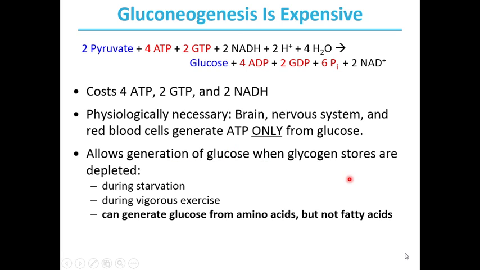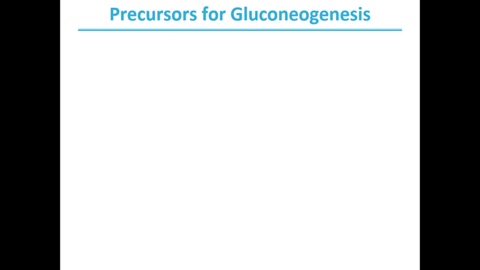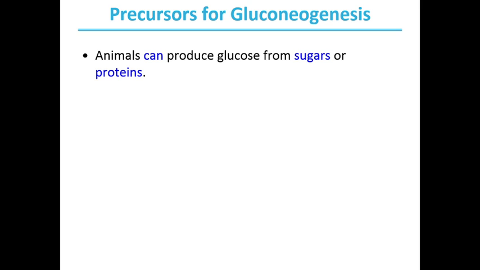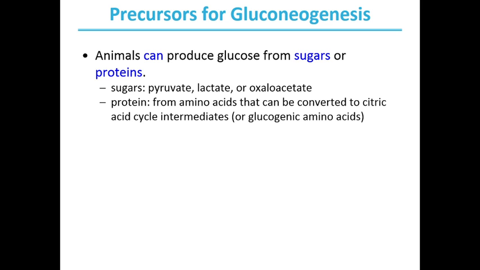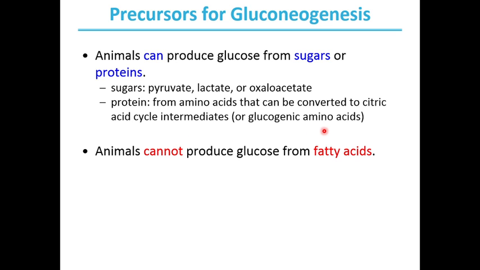It allows generation of glucose when glycogen stores are depleted. And this is during starvation, during vigorous exercise, and it can generate glucose from amino acids, but not fatty acids. This is an important point. What about precursors of gluconeogenesis? Animals can produce glucose from sugars or proteins. Sugars involve pyruvate, lactate, or oxaloacetate. Proteins: amino acids that can be converted to citric acid cycle intermediates, or glucogenic amino acids. However, animals cannot produce glucose from fatty acids.